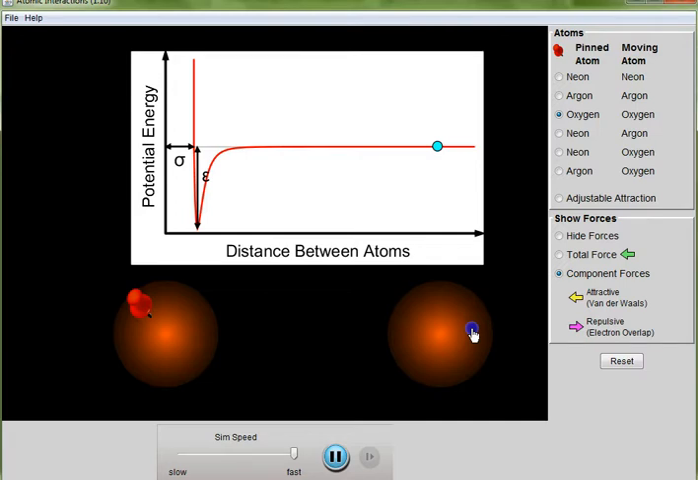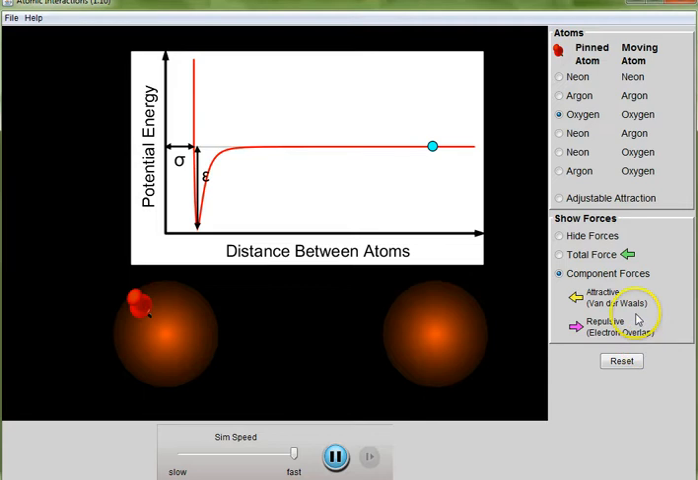We'll talk about it, Abhishek. The question is, why does it increase when we get them closer? Let's talk about it. So now we have turned on the forces. Now you should be able to see what's going on with the forces. Yellow is the attractive force and pink is the repulsive force.